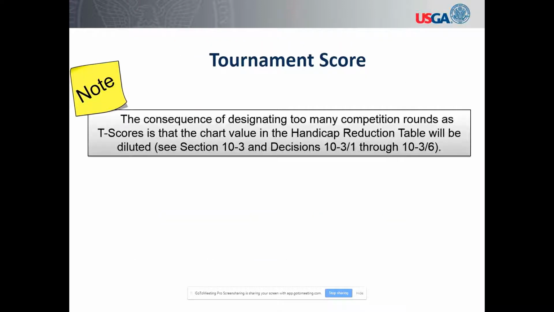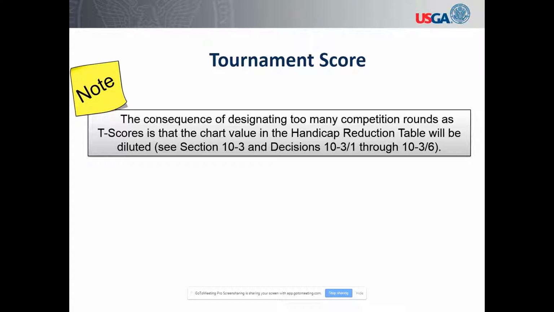All right, tournament scores. One problem that we see, and why this conversation has come up, is that sometimes too many T-scores are designated by a club and put into people's records as a member, and that can also have a negative effect on somebody's handicap in terms of how Section 10-3, which is the reduction due to exceptional tournament scores, is supposed to be properly administered. And what it does is that it creates basically a dilution of those T-scores in somebody's records. We don't want to see that.